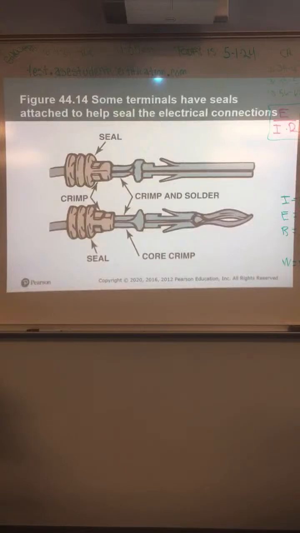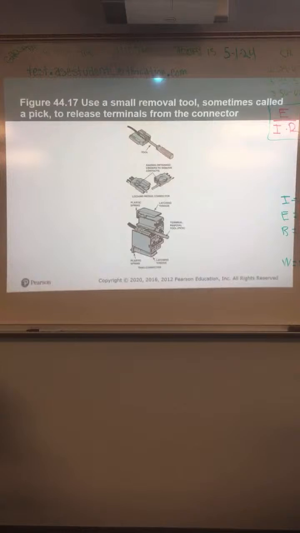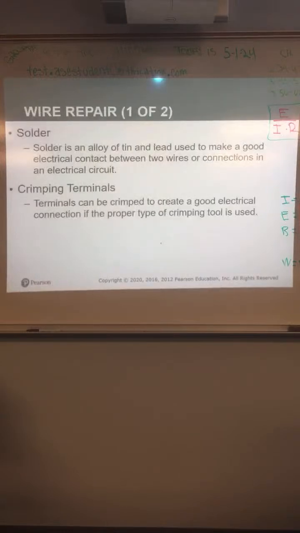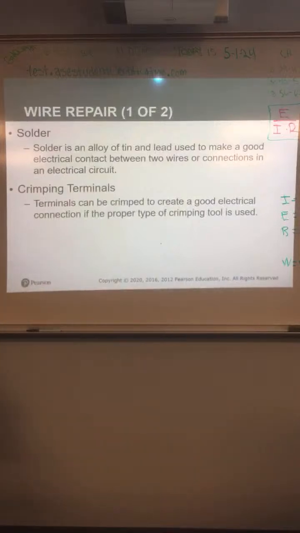Some take a special tool to crimp them. Those are just different types of connectors. Solder. Solder is what you use to make electrical connections. It's kind of like mini welding, right? And you can use stuff like this right here to do it.